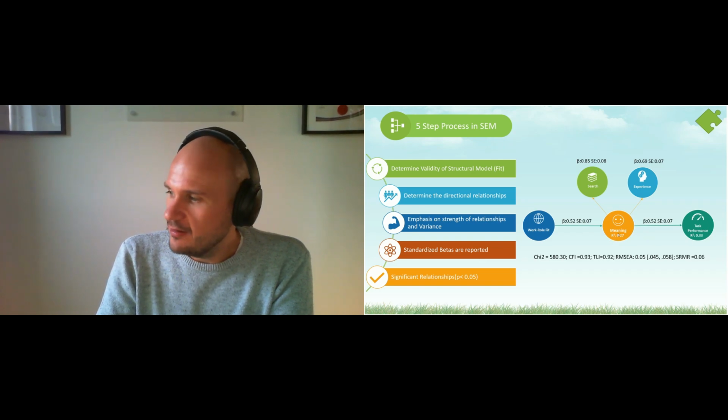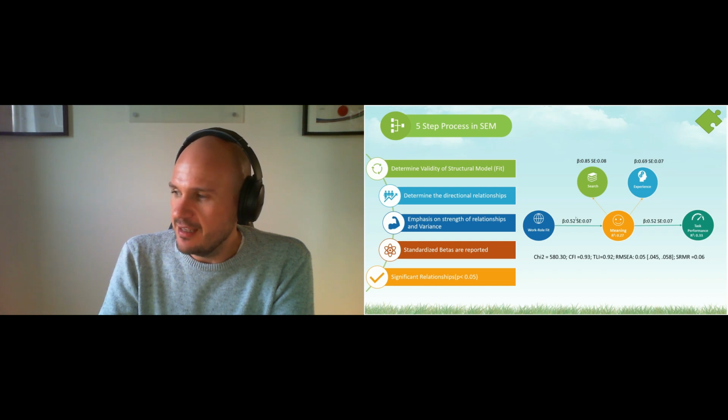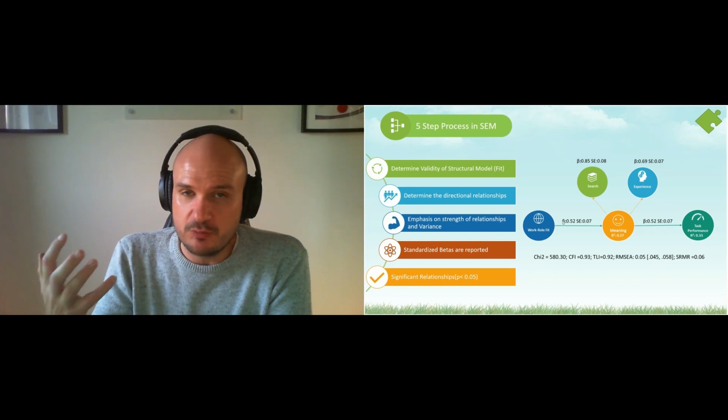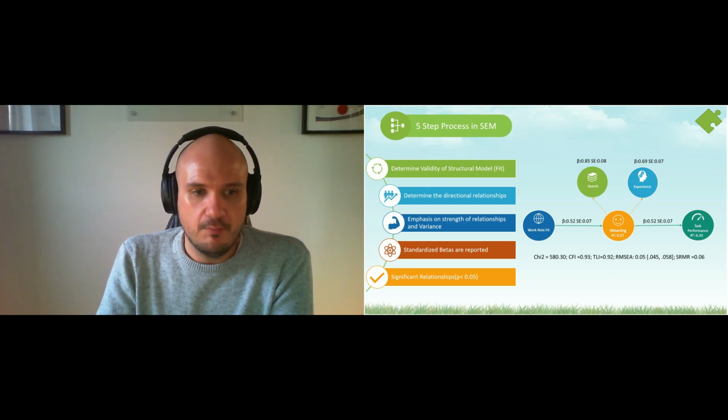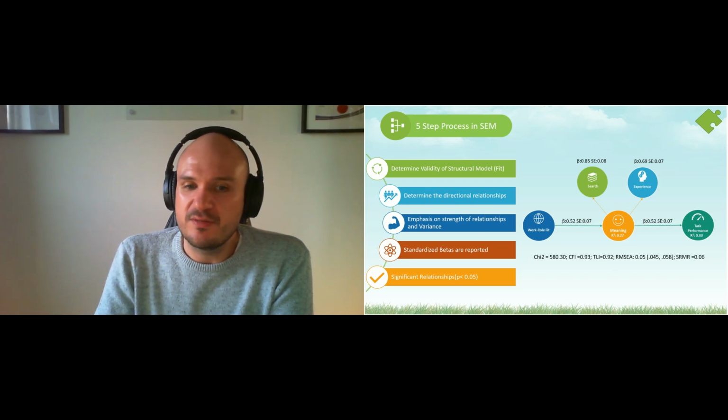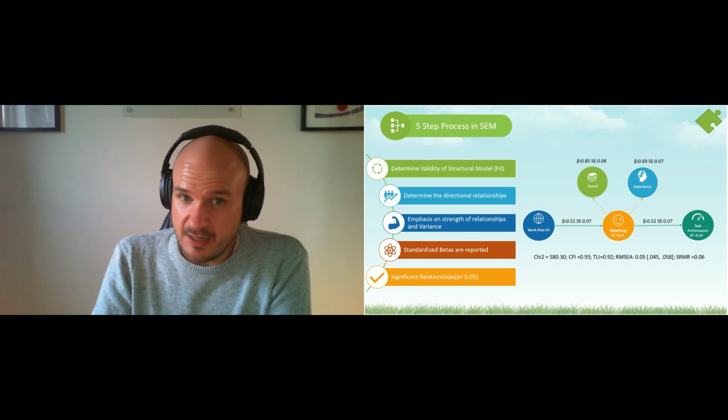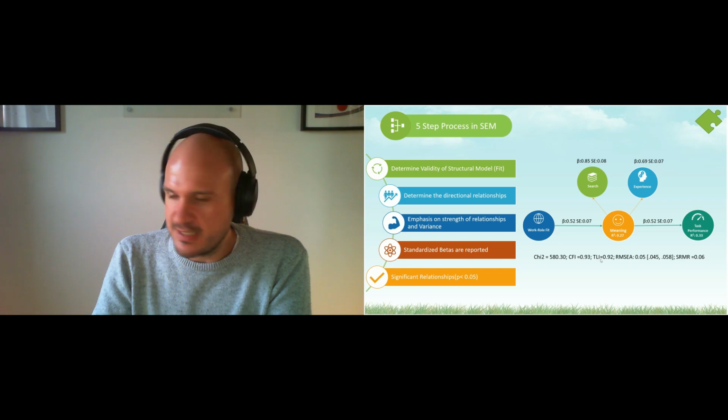So work role fit predicts 27% of the variance, and 0.52 is the strength of that specific relationship. We have to focus on the standardized factor loadings here, not the unstandardized ones, because otherwise we can't compare. And we only report paths that are significant. So in this case, this is kind of what we have found.